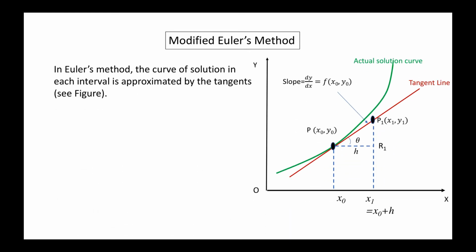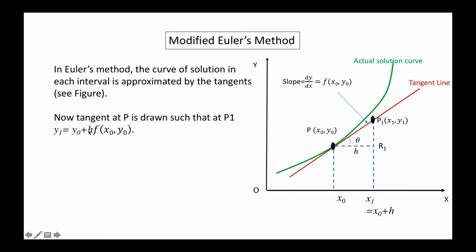Now this method is slow, we have another method, that is modified Euler method. So in Euler method, the curve of solution in each interval is approximated by tangents. So this is the previous figure in which we are explaining that tangents are used for approximating the curve, keeping step size small.